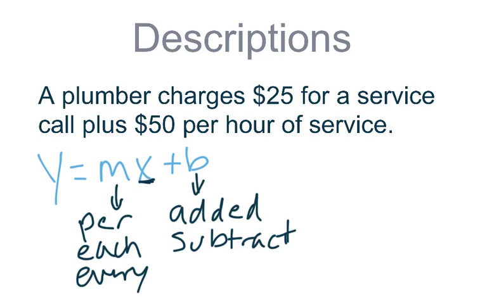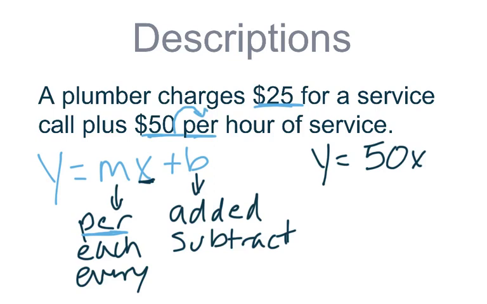We're going to go ahead and take apart this first description. So it says a plumber charges $25 for a service call plus $50 per hour of service. So if we're looking at it, they charge $25, right? That's kind of just standing by itself. There's nothing tagged onto it. Then if we come down to our 50 right here, it's connected to this word per. And if we look at our keywords, per is one of those words. So I'm going to go ahead, and when I write my equation, I'm going to plug 50 in for my m.